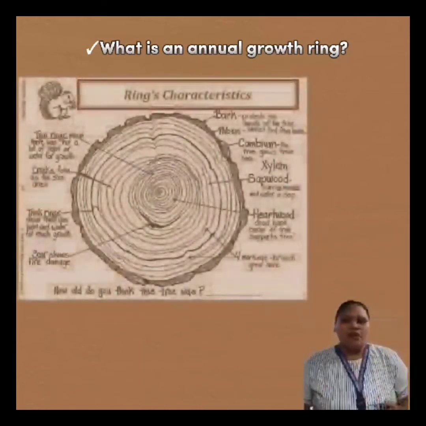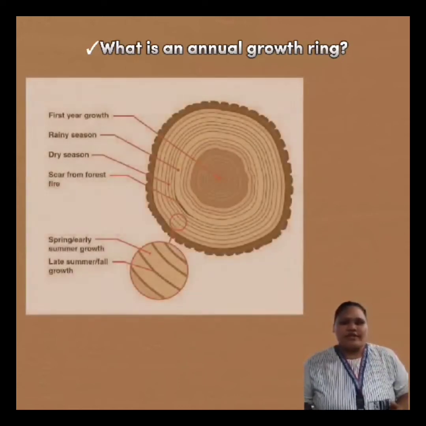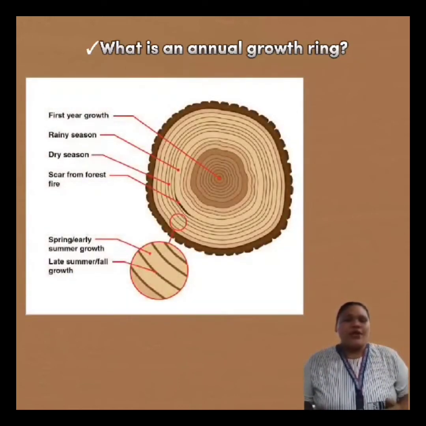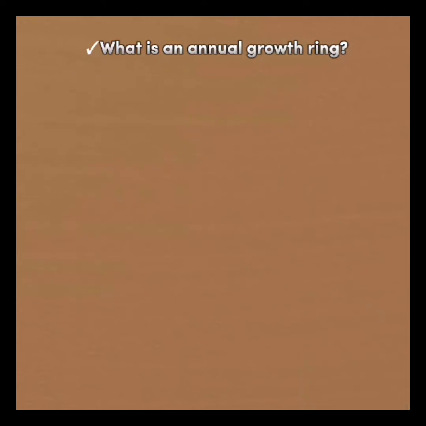What do the growth rings show? These rings can provide information about the tree's age and the climate during each year of its existence. Darker rings symbolize wood that developed in the late summer and fall, whereas lighter rings represent wood that sprouted in the spring and early summer.